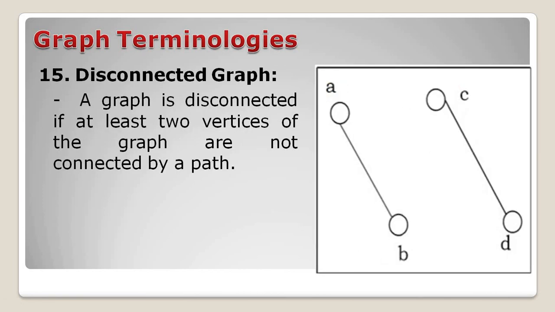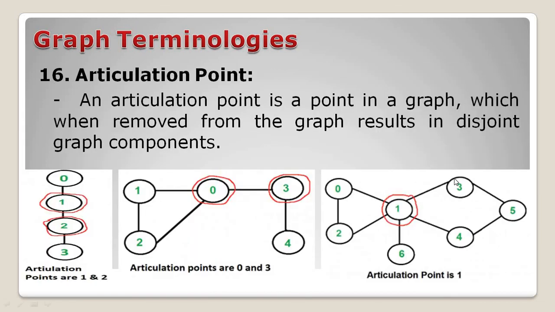So the next graph terminology we are having, that is the disconnected graph. So the graph is disconnected if at least two vertices of the graph are not connected by a path. If a graph G is disconnected, then every maximal connected subgraph of G is called a connected component of the graph G. So in this particular example, like consider A to B, we are having the edge. C to D also we are having the edge, but we don't have the connection in between the A to C or A to D or B to C or B to D. In that case, this graph we are going to be calling as a disconnected graph.